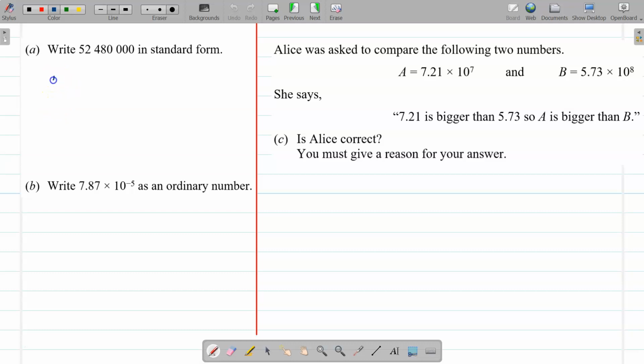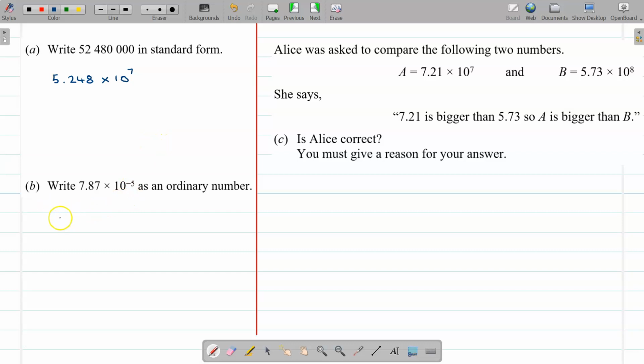You just need to write 5.248 times 10 to the power of 7, because you need to move the point 7 places to get it from the end of the number to between the 5 and the 2 there.